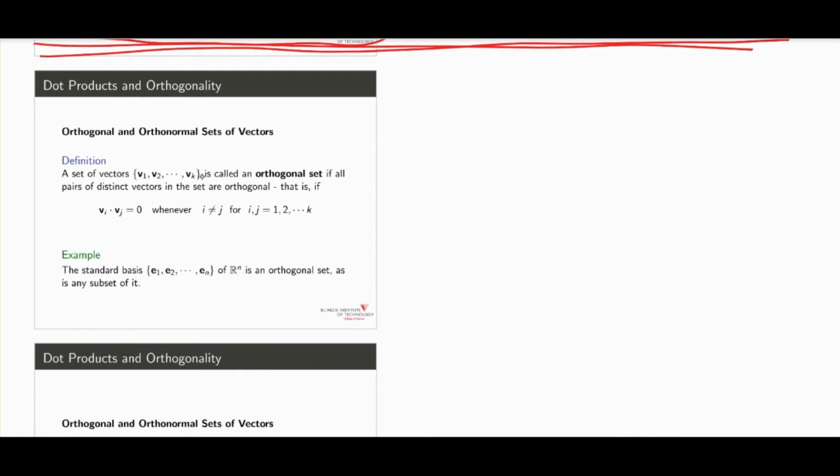So a set of vectors is called an orthogonal set, meaning that any two different vectors chosen from the set are 90 degrees, perpendicular to each other. That's what this says, in a very mathematical way, but you should be able to understand it. It says that vi dot vj is equal to 0 whenever the indices i and j are different, okay?